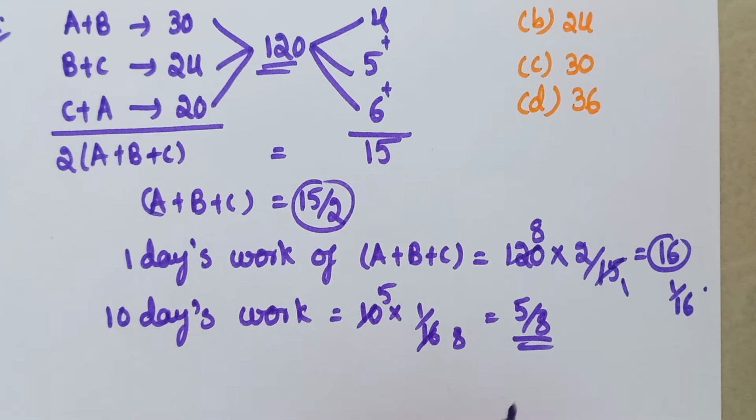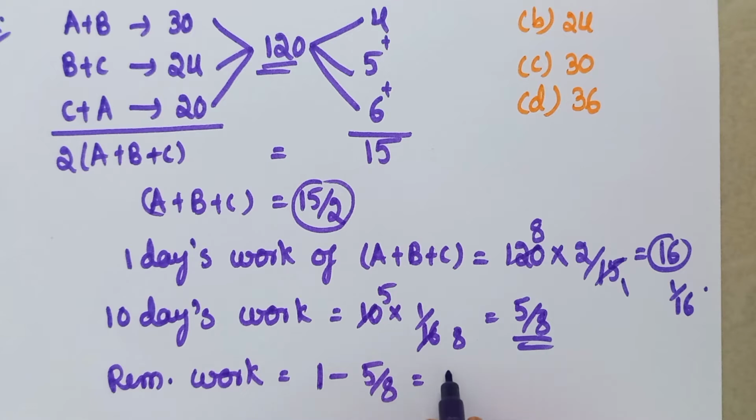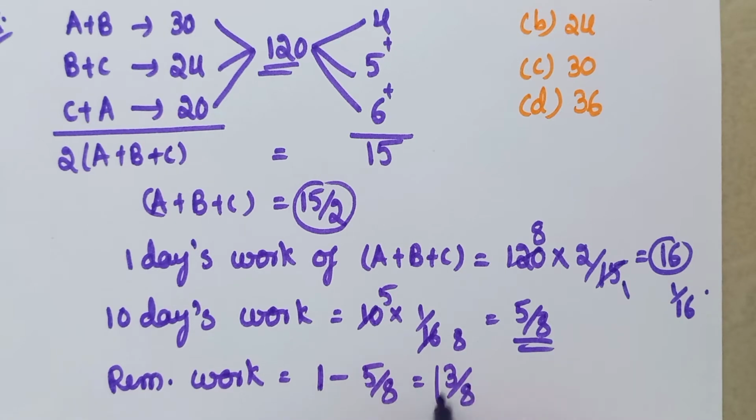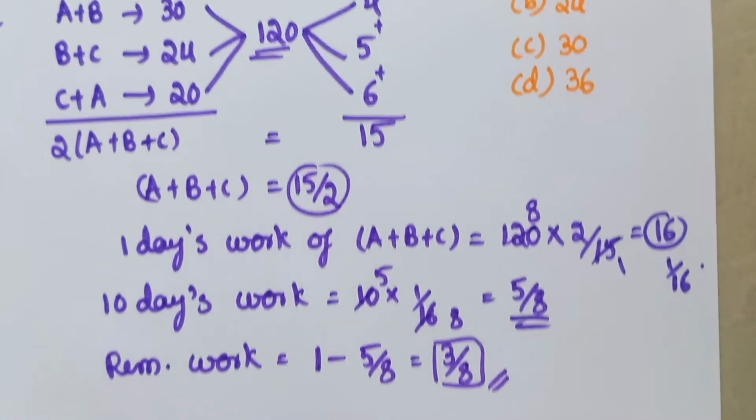After 10 days B and C left. So what is the remaining work? To find the remaining work, we have to subtract this fraction from 1. 1 minus 5 by 8, so then it would be 3 by 8. This much amount of work is to be done by A alone.